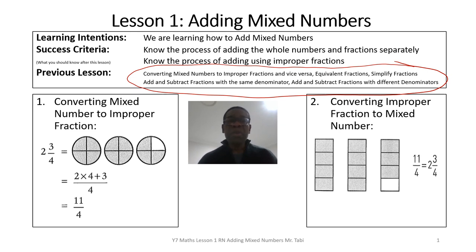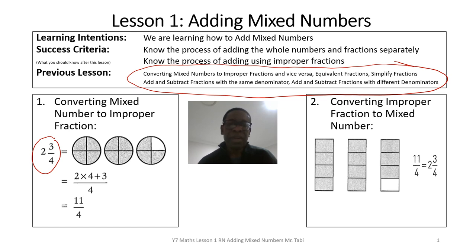So, to refresh our memory, let's look at converting mixed numbers to improper fractions and vice versa. So question one, how can I convert 2 3/4 into an improper fraction? Well, there are two ways I can do this: the visual way and the calculation way.